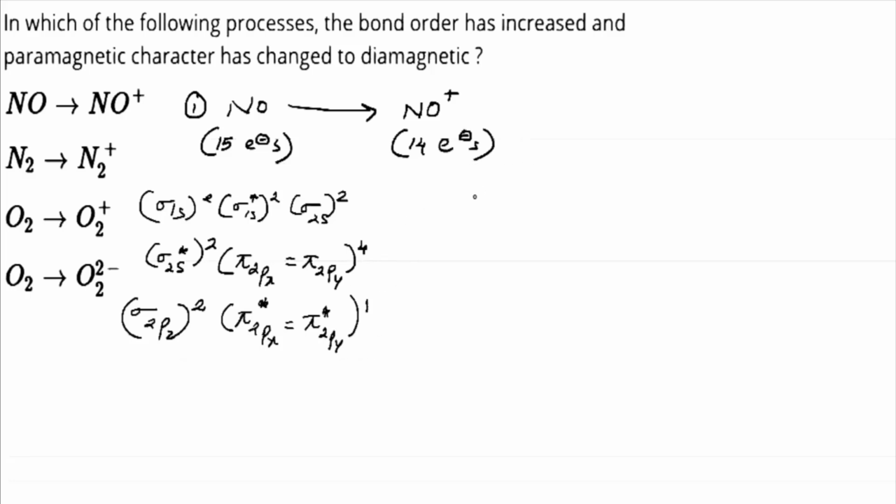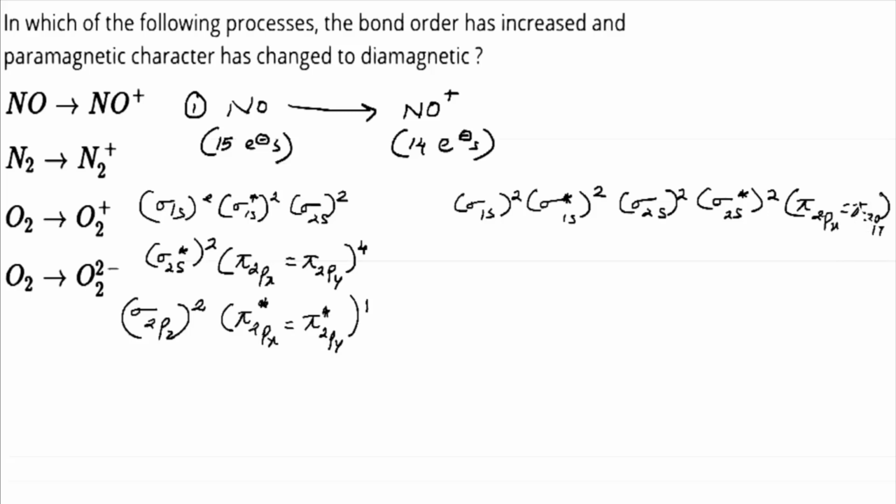Then comes NO plus. Now everything else remains the same. That means sigma 1s2, sigma star 1s2, then sigma 2s2, then comes in your sigma star 2s2. Then the next one is going to be pi again. So pi 2px equal to pi 2py, the total would be 4 electrons once again. Then sigma 2pz would also remain as it is. There's only one change, and that is pi star would be 0.